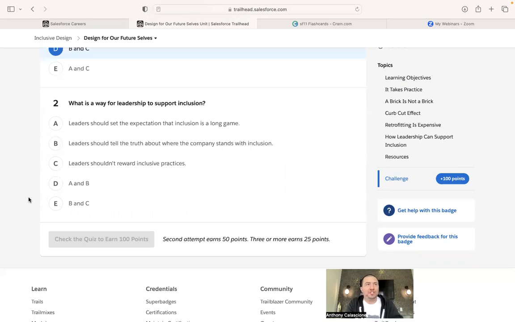What is a way for leadership to support inclusion? Leaders should set expectations that inclusion is a long game. Leaders should tell the truth about where the company stands with inclusion. Leaders shouldn't reward inclusive practices. So definitely B, and you could see B is 60% of the answers. And then I would go with A. I believe I remember something about inclusion being a long game. So D, A and B.